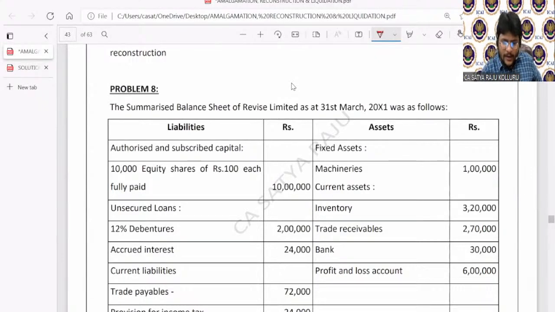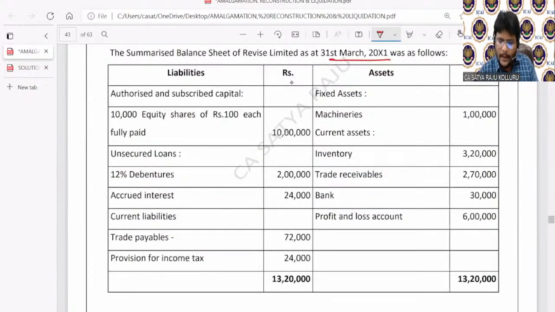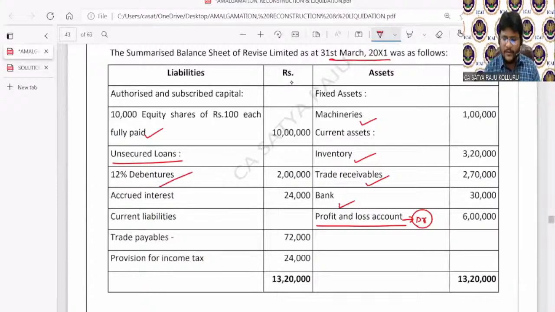The summarized balance sheet of Revise Limited as at 31st March 2011 was as follows. Coming to assets, fixed assets, machinery is given, current assets, inventory, trade receivables, bank balance, and profit and loss account debit balance. Coming to liabilities, equity share capital is there. In case of unsecured loans, 12% debentures is there. Accrued interest is also given. In case of current liabilities, trade payables is there. Provision for income tax exists.